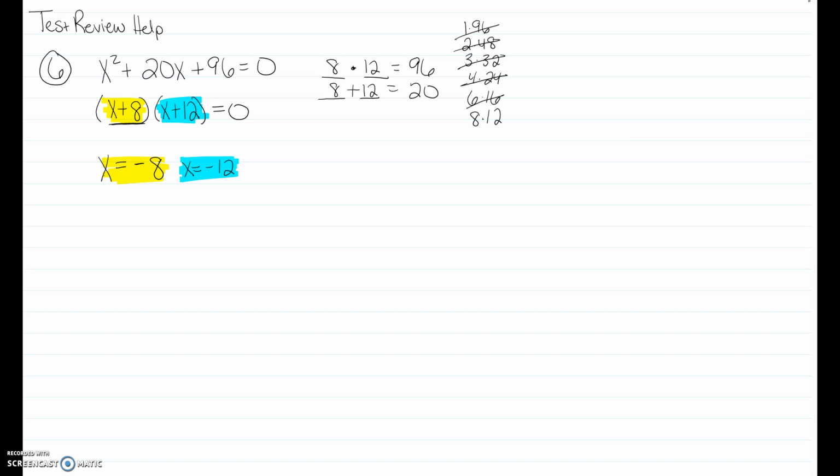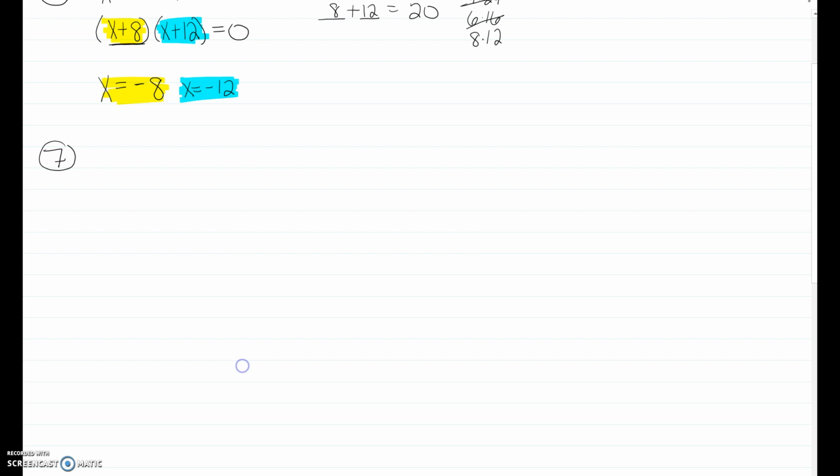You should definitely circle number 7 and number 8. We are going to do number 7 together, but both 7 and 8 are very similar to questions on the test. If you have parentheses squared, you are going to get the parentheses squared by themselves and then square root both sides. So we are going to be solving by square roots.